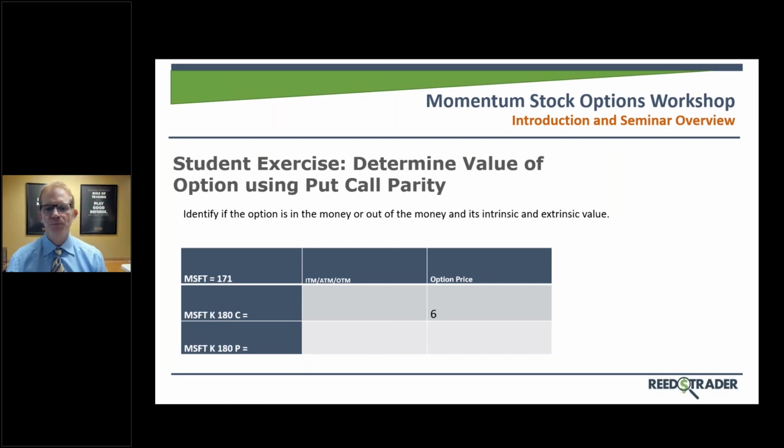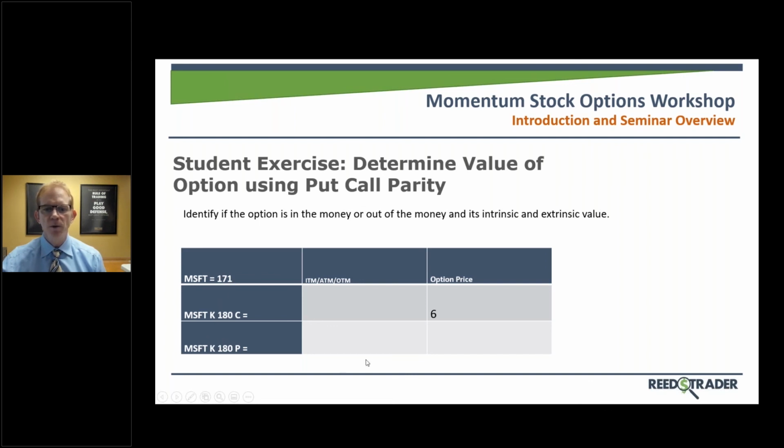Okay. Let's do another one. We're looking at Microsoft stock now. Microsoft is trading at $171 a share. We're going to look at the May 180 call and the May 180 put. So is the May 180 call in the money or out of the money? It's out of the money because the strike is above the stock price. That means the put is in the money. How much is the put in the money? It's in the money by $9.